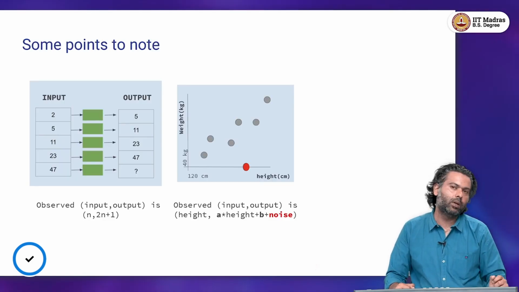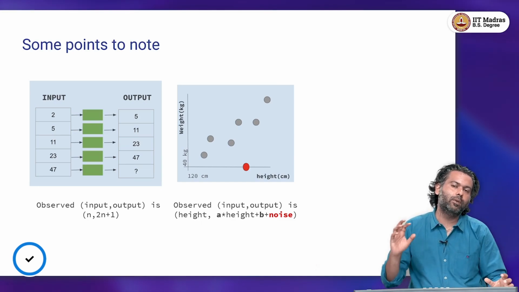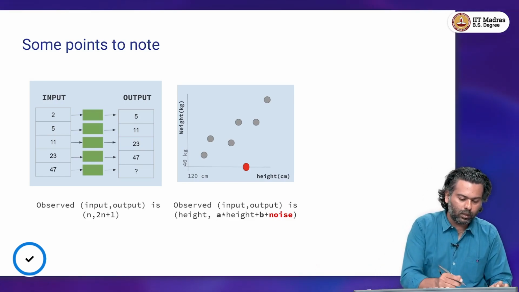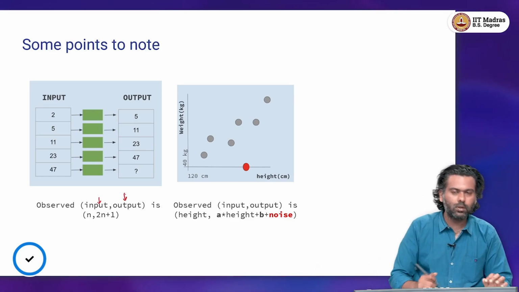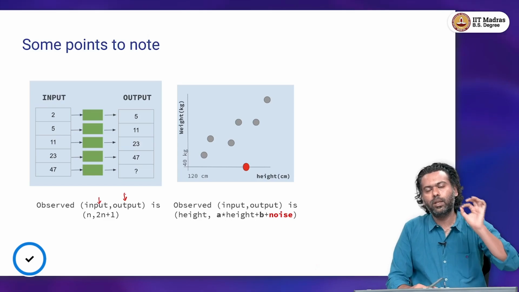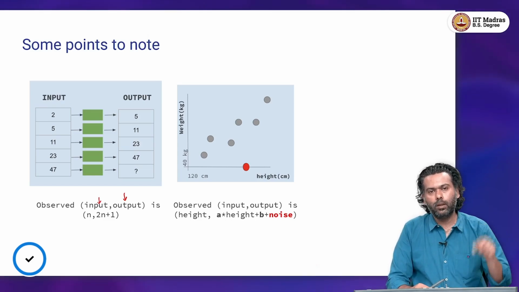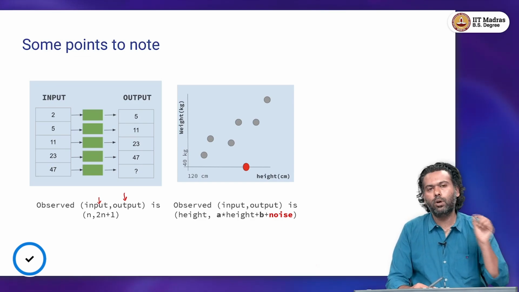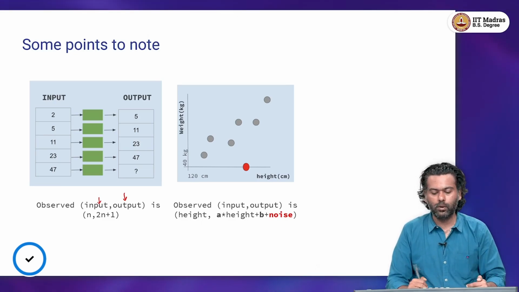Some points to note, right? There is a subtle difference between the first example that I gave you and the second example that I gave you. In the first example, the input and output are exactly related by the same formula. The output is always 2 times n plus 1, which means that if the input is 2, the output is 5, and so on; it is exactly 2 times the input plus 1 for all the data points that I observed.